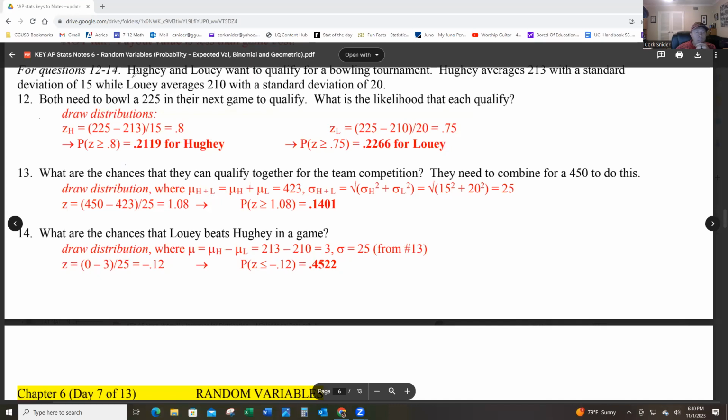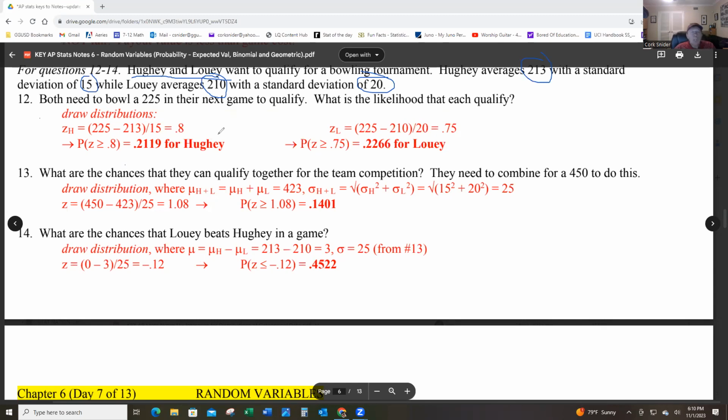Huey and Louie, so H and L, want to qualify for a bowling tournament. Huey averages 213 with a standard deviation of 15. Let me circle those. Louie averages 210, with a standard deviation of 20. We've got 3 chances. These are really classic problems. They both need to bowl a 225 in their next game to qualify. What's the likelihood of each happening?